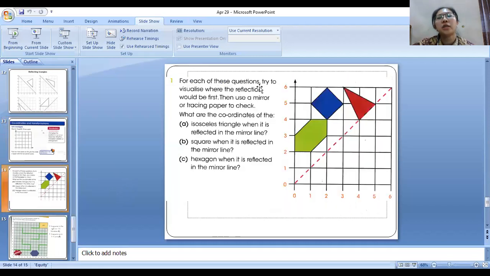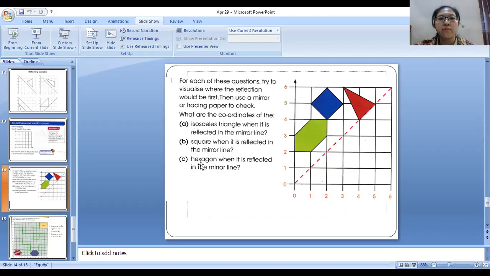For each of these questions, try to visualize where the refraction would be first, then use a mirror line or tracing paper to check. What are the coordinates of the isosceles triangle, this one, when it is refracted in the mirror line? You don't have to draw this. You can do the refraction and draw the refracted object on your reference book. Just simply answer the coordinates in the answer book.